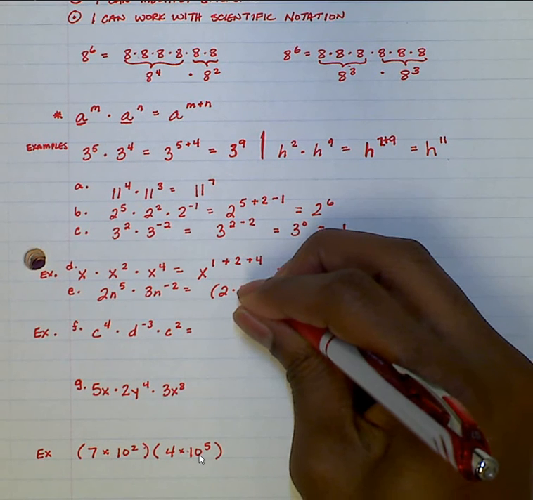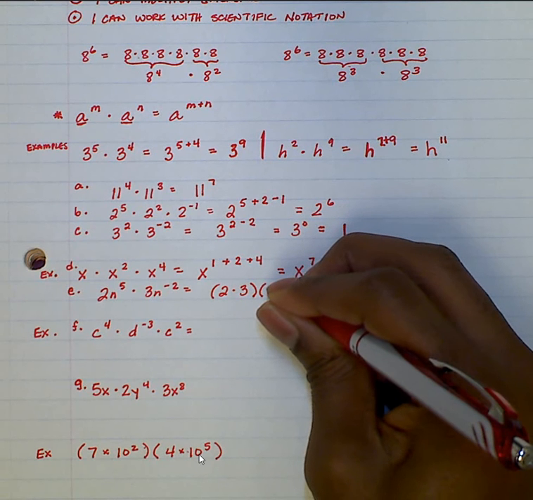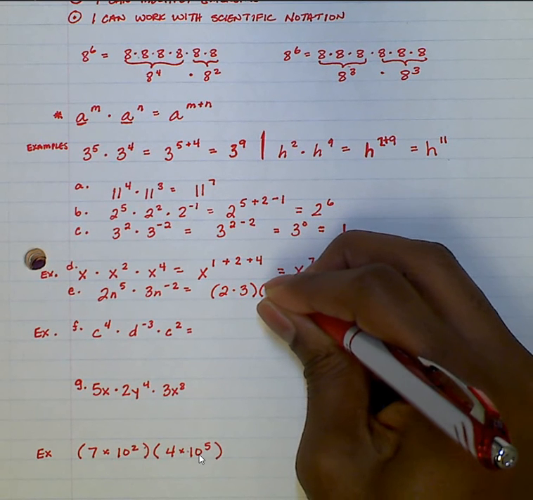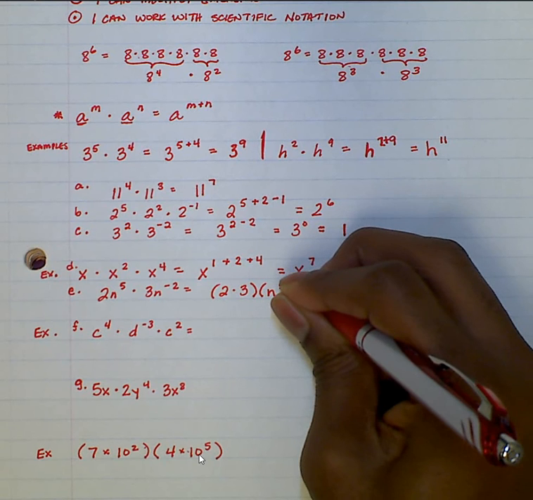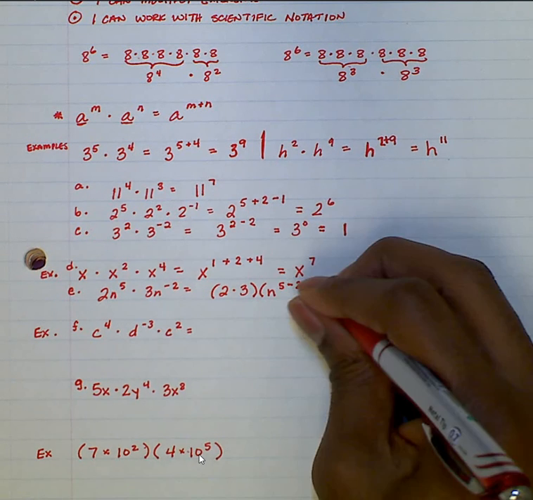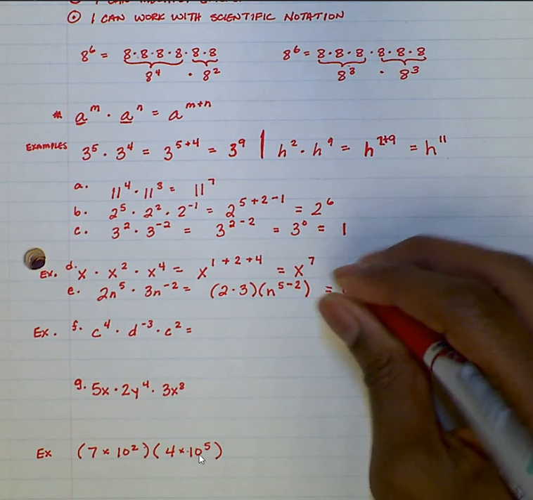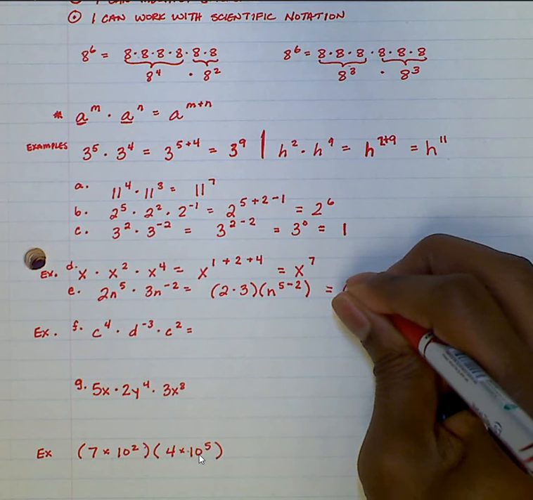We have n to the 5th times n to the negative 2nd. Since they're the same base, I'm going to subtract them. So this answer should be 6, that's 2 times 3, to the 3rd power.